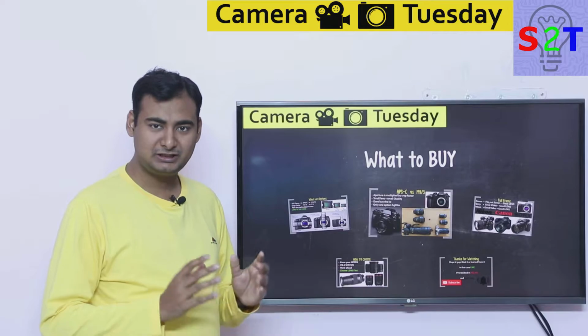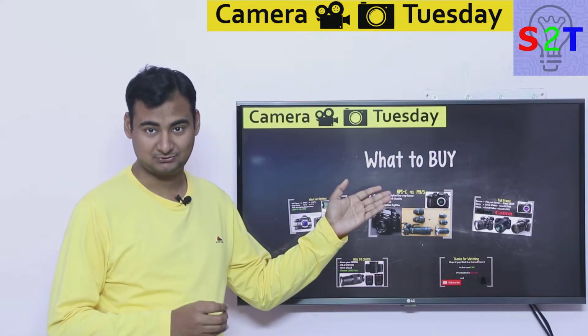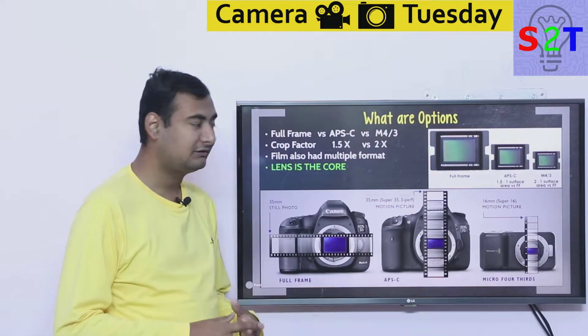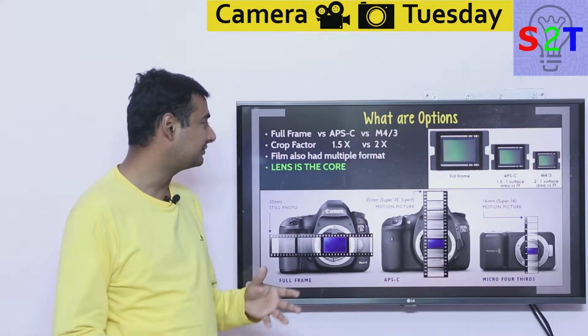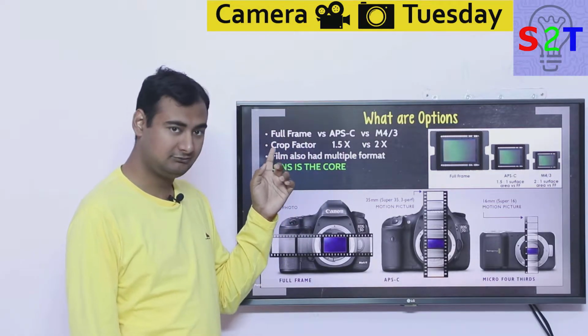In today's episode, we're gonna make a very simple effort to make sure you understand what you're supposed to buy. So let's dive right into it. Now first thing you have to understand, you have options. So what are these options? Three core options you have: APS-C, Micro Four Thirds, and full frame.